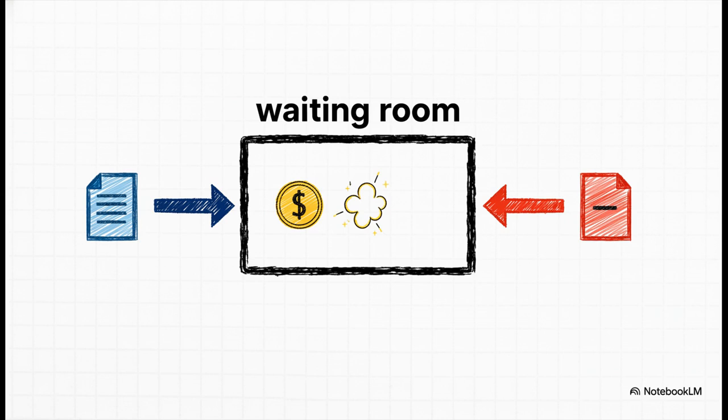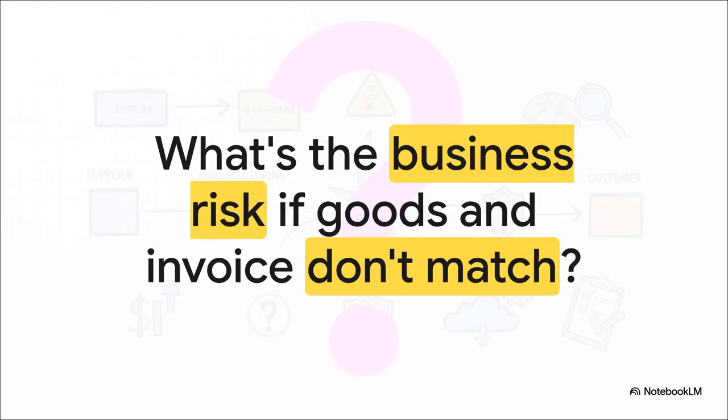When accounting processes that invoice, the system goes back to that exact same financial waiting room and makes the opposite entry. And if everything is perfect, poof, the two transactions cancel each other out and the waiting room is empty again. But what happens if they don't match?